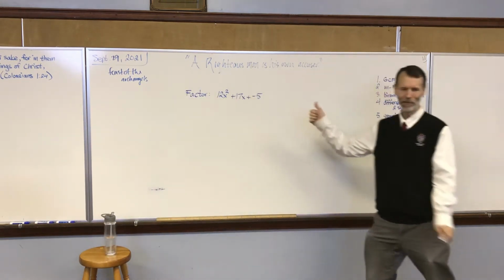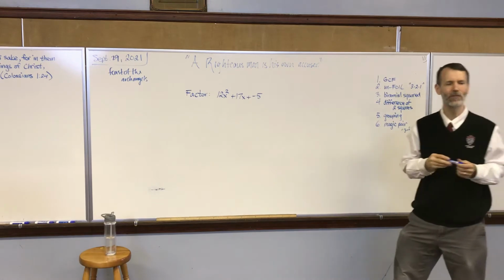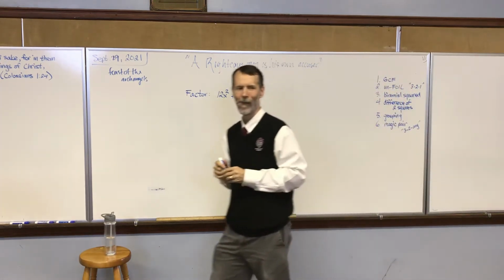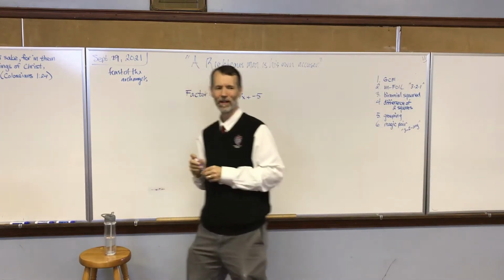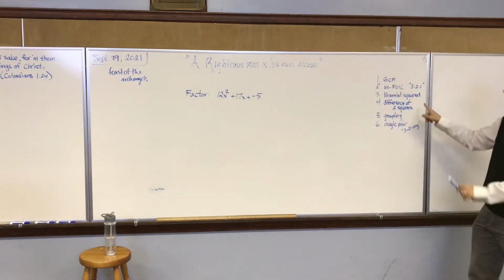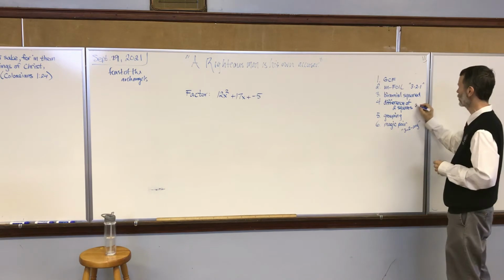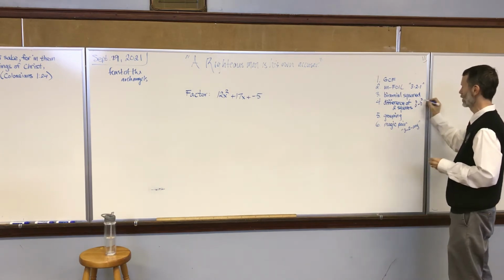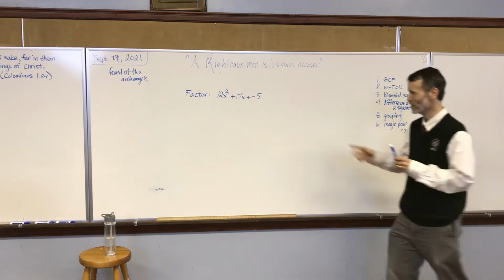I can't do binomial squared. Can I do difference of 2 squares? No. Why not? Because there's more than 2 terms. More than 2 terms immediately disqualifies. Difference of 2 squares has to be a term squared minus another term squared, and this is nowhere near.